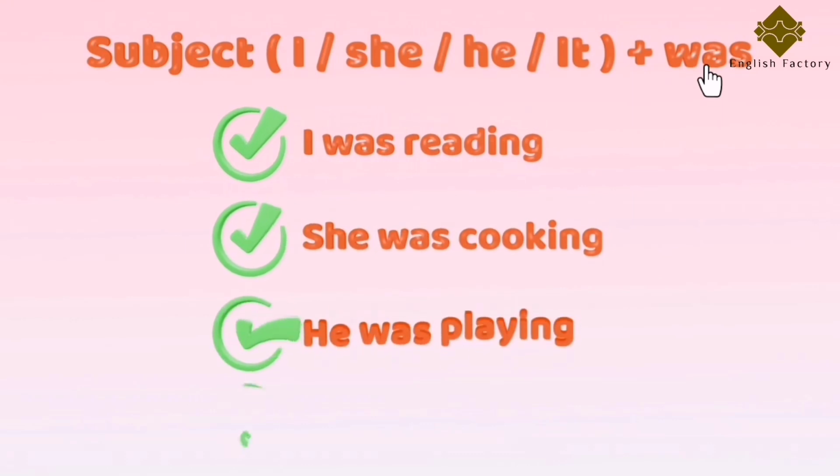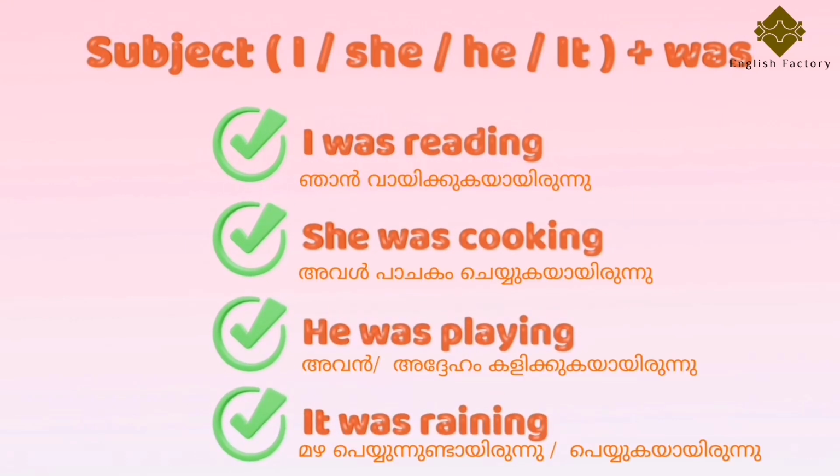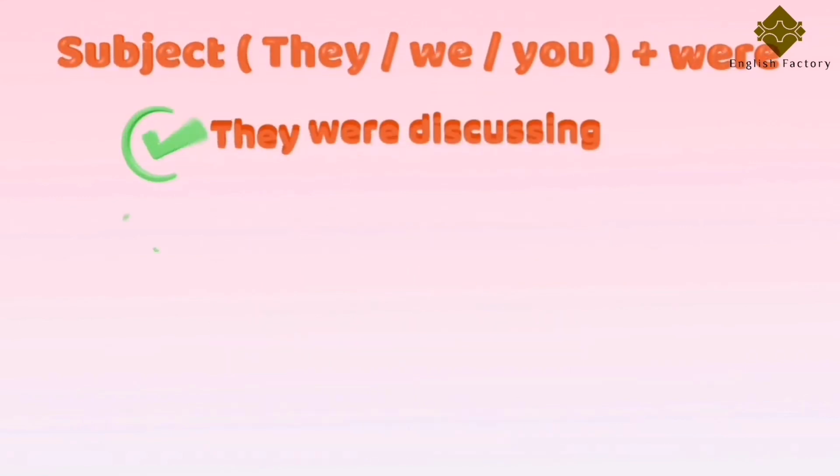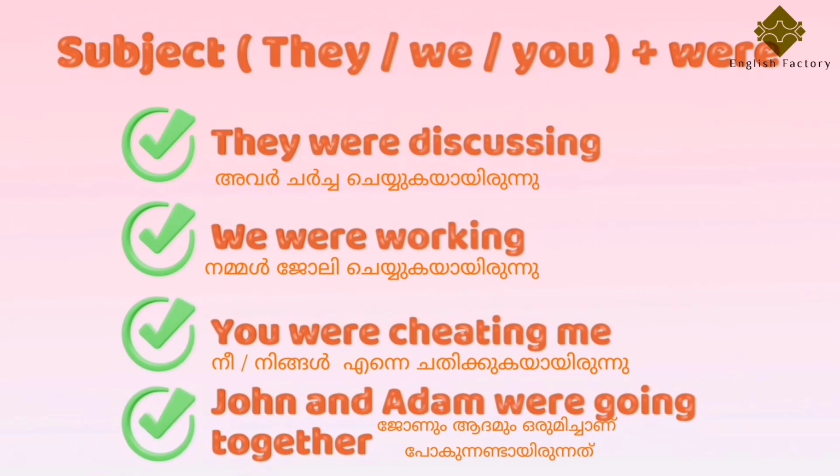Was should be used with subjects such as I, she, he, it. I was reading. She was cooking. He was playing. It was raining. Were should be used with subjects such as they, we, you. They were discussing. We were working. You were cheating me. John and Adam were going together.